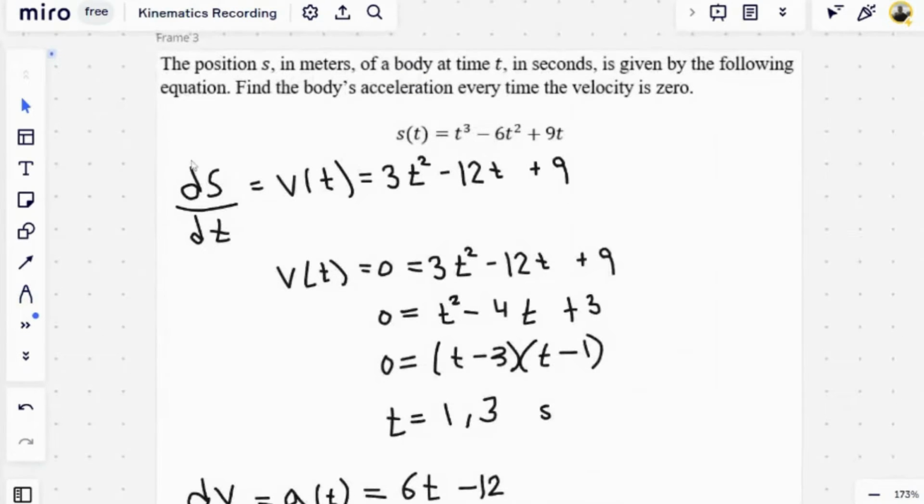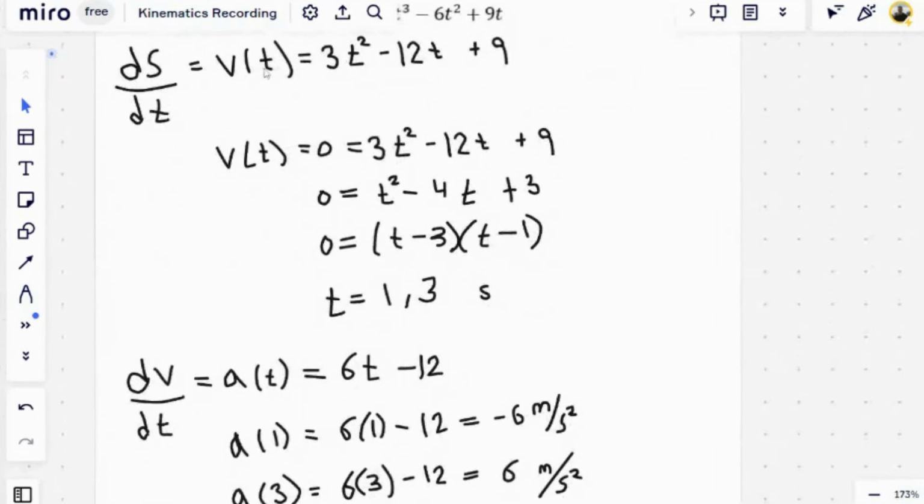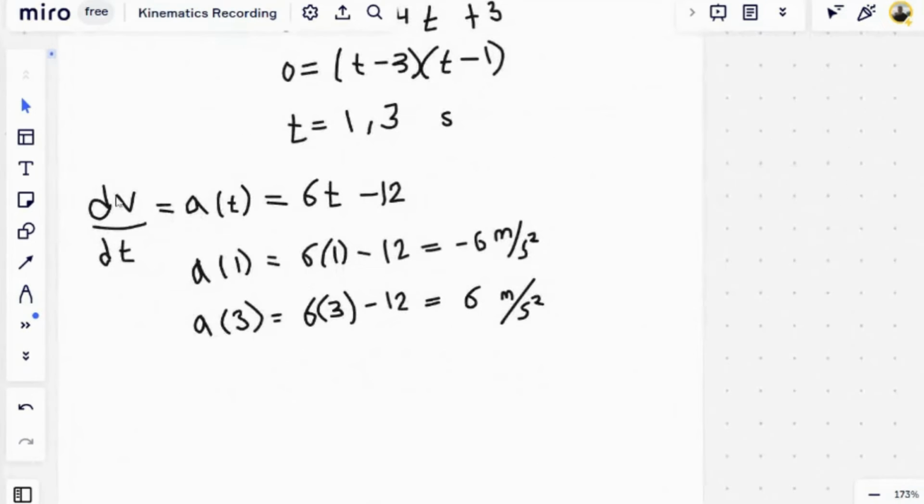What we really need to know is that if we have an equation for position, we can take the derivative of that with respect to time to get velocity. And if we have an equation for velocity, we can take the derivative of that with respect to time to get acceleration.